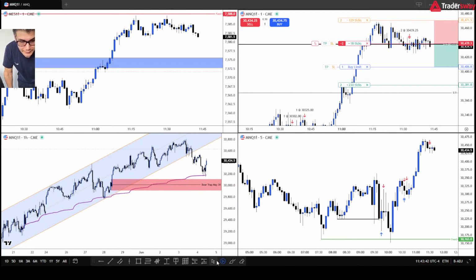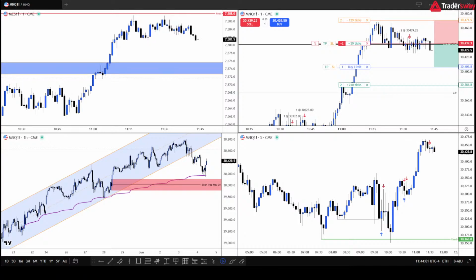Okay, we're having a dip. Let's see how this plays out. I'm gonna adjust the camera just a little bit. Okay, almost to the first partial. Now I can move the stop.